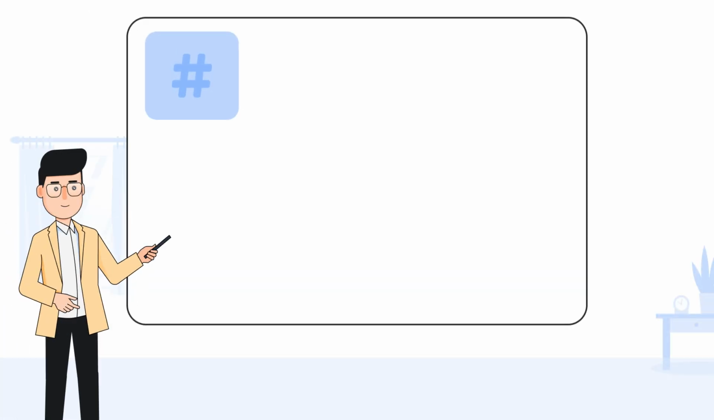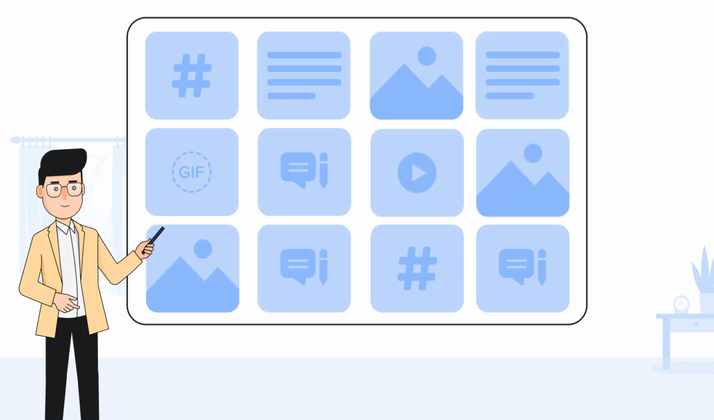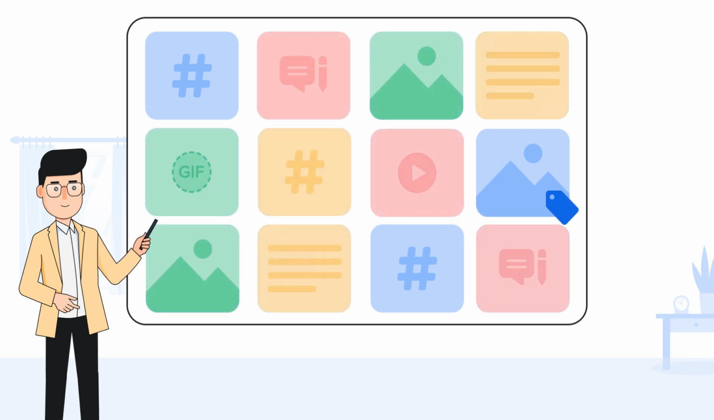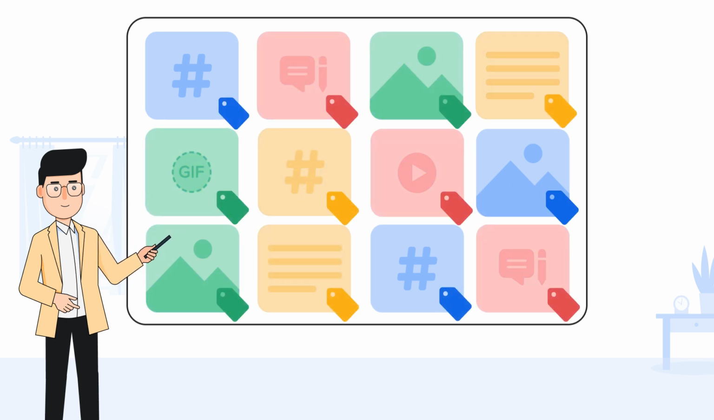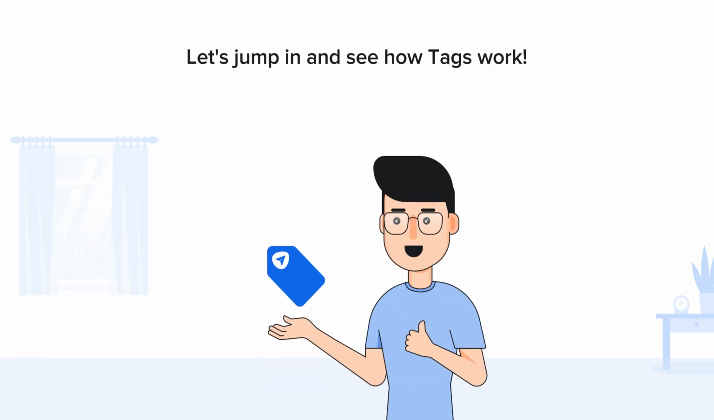Keeping your social media content organized is crucial to plan out campaigns efficiently. Introducing tags, allowing users to categorize and plan campaigns better. You can add tags to your posts across your entire workflow on SocialPilot. Let's jump in and see how tags work.